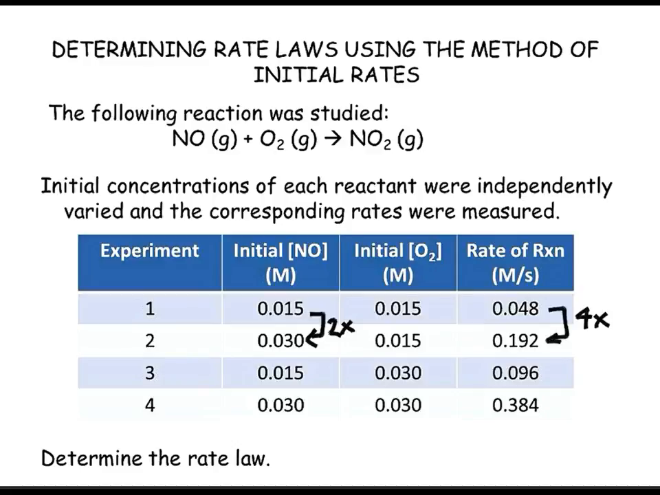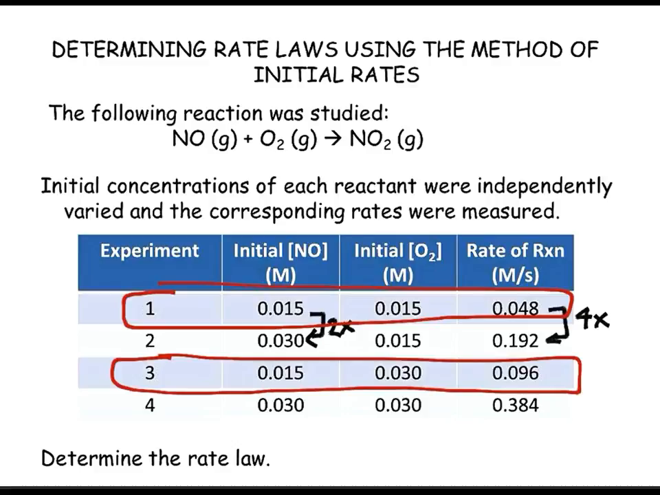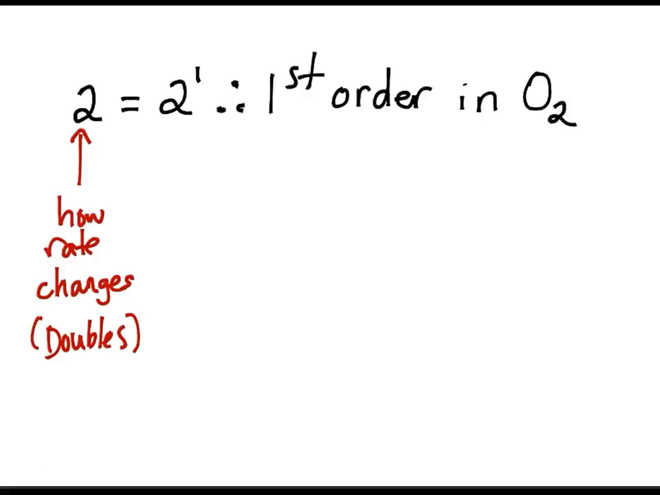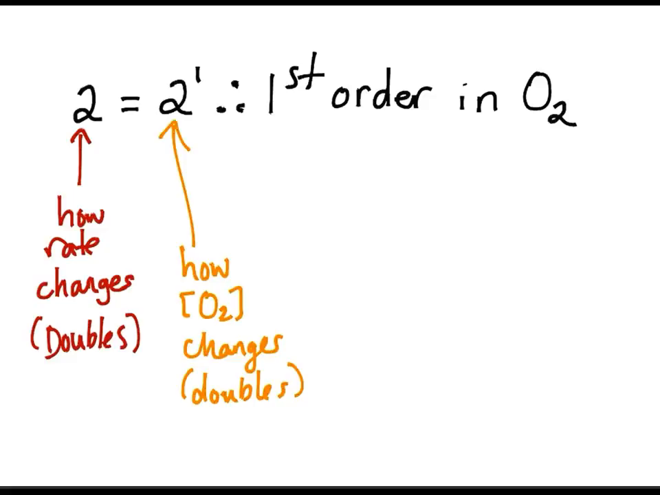Now let's figure out the order with respect to oxygen. If we compare experiments 1 and 3, it seems that NO does not change, but oxygen is doubled. The effect that that has on the rate, it's pretty obvious this time that that is doubled, but if you're not sure, you can again do the ratio. Therefore, you can say that this is first order with respect to oxygen, because 2 is the same thing as 2 to the first power.